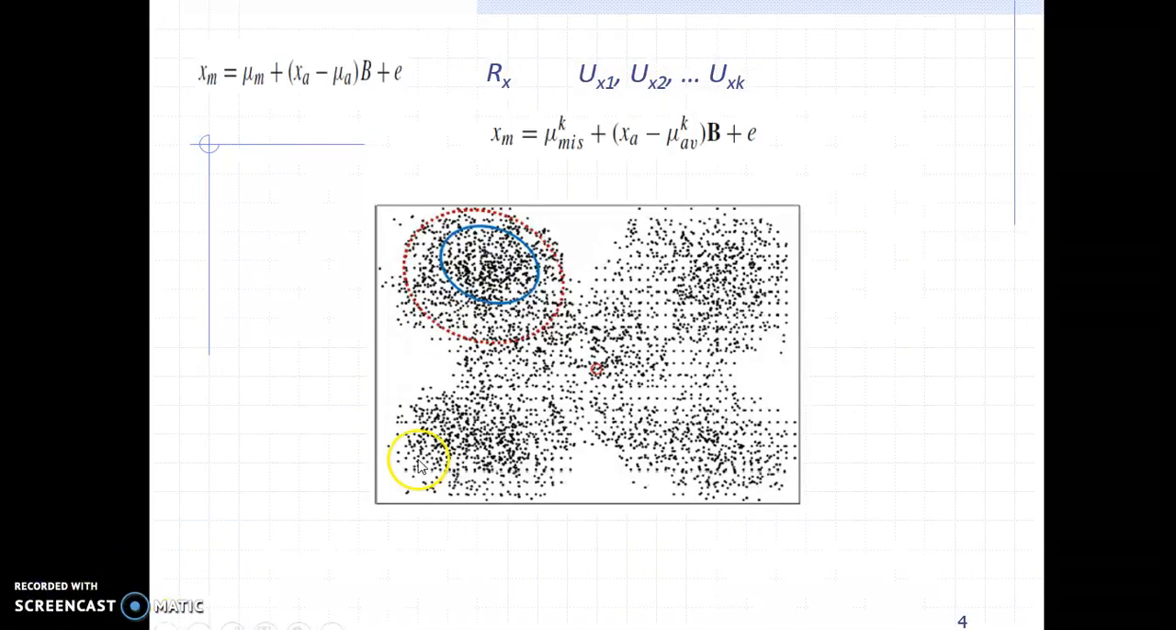So in this paper, we first apply an existing fuzzy clustering technique to find out these membership degrees for every record with every cluster, and then we modify this equation to this in order to compute the missing values of a particular record one by one.